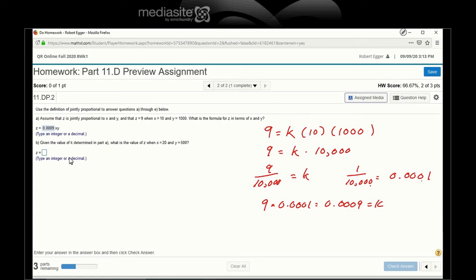Okay. Given the value of k determined in part A, what is the value of z when x is 20 and y is 500? Okay. So z is 0.0009 times 20 times 500, 0.0009 times 10,000, which is 9.